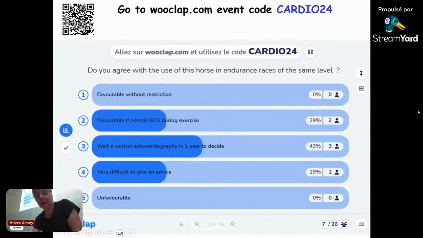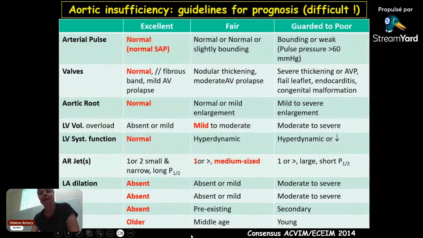I see 6 votes there. Okay. Nobody is favorable without any restriction. It's a good idea because indeed we have slight dilatation of the left ventricle and the insufficiency is moderate to severe. And then the advice of the consensus was to do an ECG during exercise on those horses and do a regular control echocardiography to evaluate the evolution. Okay. But very difficult to give an advice. It's always a good answer. No problem with that. But let's see on the table with the suggestion of the consensus.